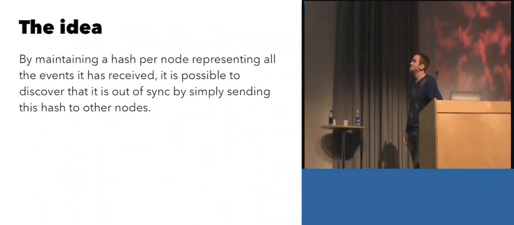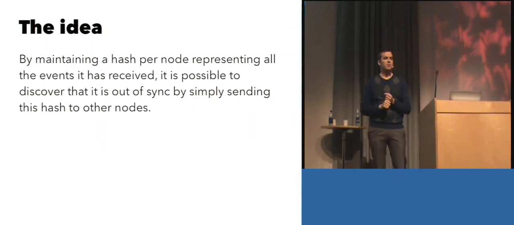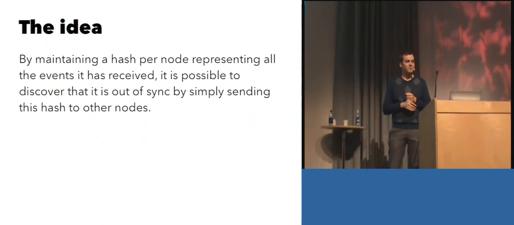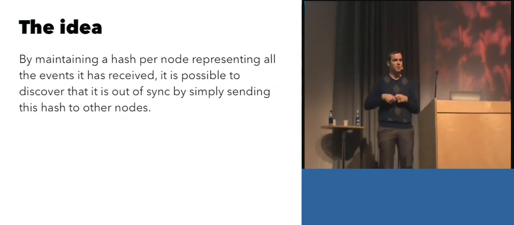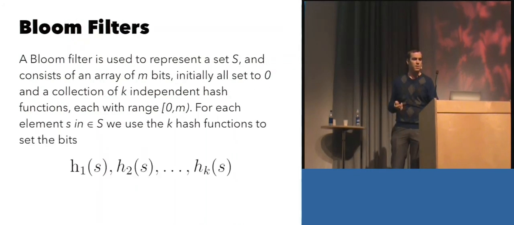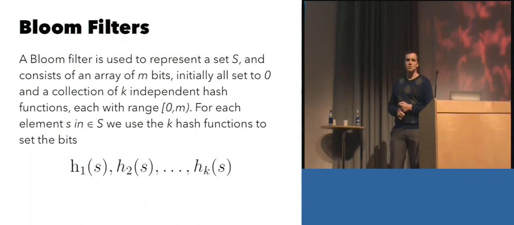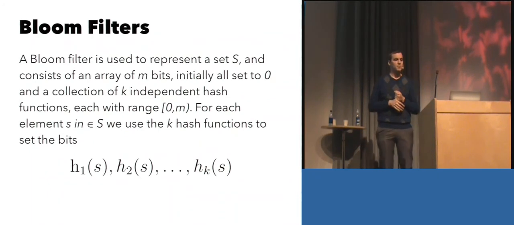So the idea is basically by maintaining a hash per node that represents all the events it has received, it's possible to discover that we're out of sync in a really cheap fashion by simply sending this hash. And all of you are thinking this, yes, this is a place for a Bloom filter. And in case anyone doesn't know about Bloom filters, it's one of those nice ideas you can explain really easily. It basically represents a set.